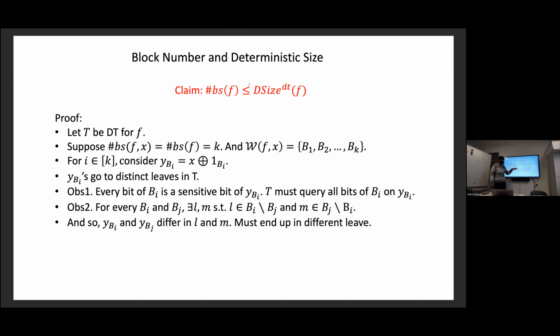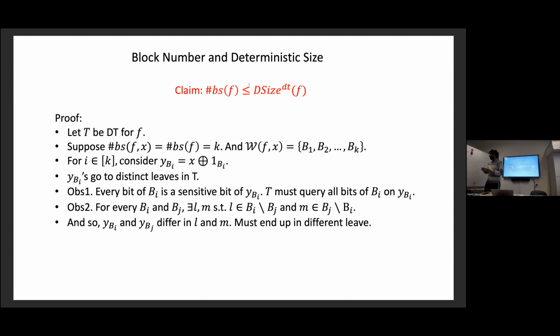There are two observations to make. Since these blocks were minimal, right? You take X and you flip a minimal sensitive block, you get to a Y input, right? And on Y input, every bit from B will be sensitive, right? Because flipping a bit of B in Y is equivalent to flipping size of B minus 1 bits on X. And since the block was minimally sensitive, it essentially means that every bit on Yi, every bit inside Bi will be sensitive. Is this point clear?